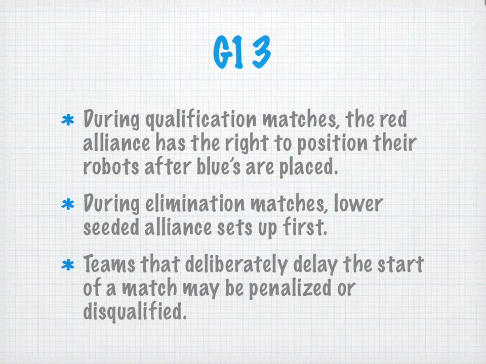When we get to having elimination matches, it isn't going to matter for a while, but I'll just tell you, the lower seeded alliance sets up first. So if you have the 5th seeded alliance playing against the 2nd seeded alliance, then the 5th seeded alliance sets up first, and then the alliance with the higher seeding gets to set up their robots in response. And teams that deliberately exploit this rule to delay the start of a match may be penalized or disqualified. So you can't goof around and try to delay the start of a match to help out a teammate or something. People that mess with this rule get punished.